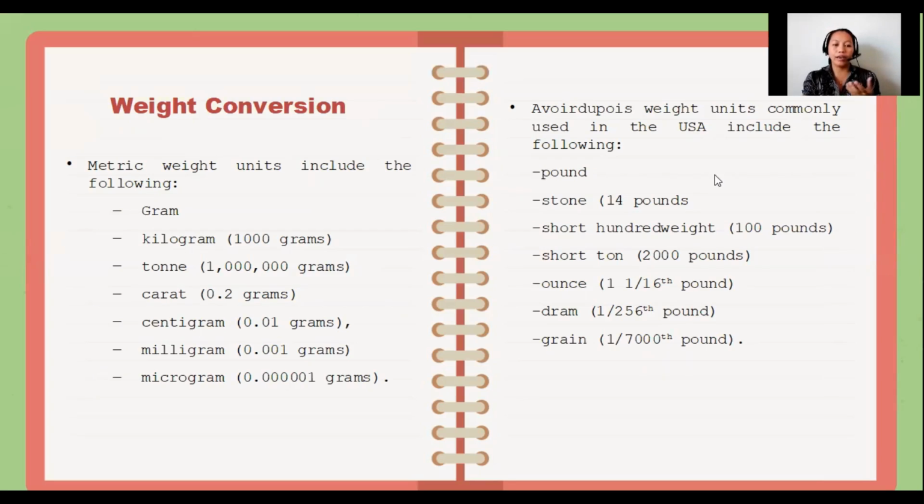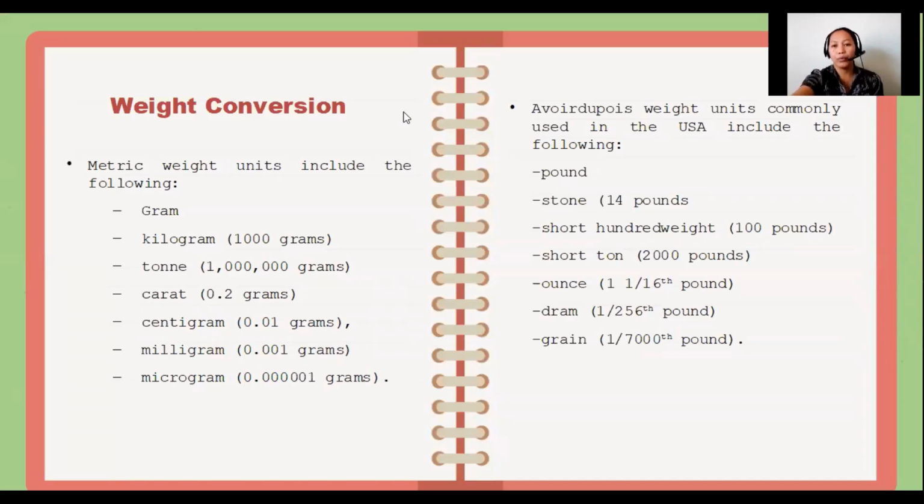So if you have a gold necklace, you'll say, this is 18 carats. I want to convert it to grams. How many grams is my 18 karat gold? You just multiply 18 times 0.2 grams. That is the weight of your 18 karat gold.